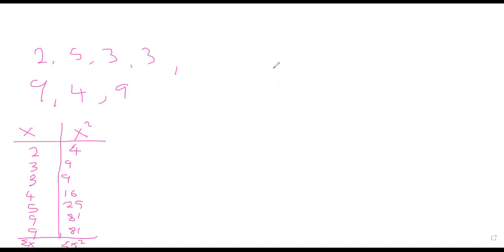So since we've arranged them in ascending order, we start with the range. The range is the difference between the highest number and the smallest number. So x max minus x min. What is our highest value? 9. And our smallest value? 2. So our range therefore is 7.